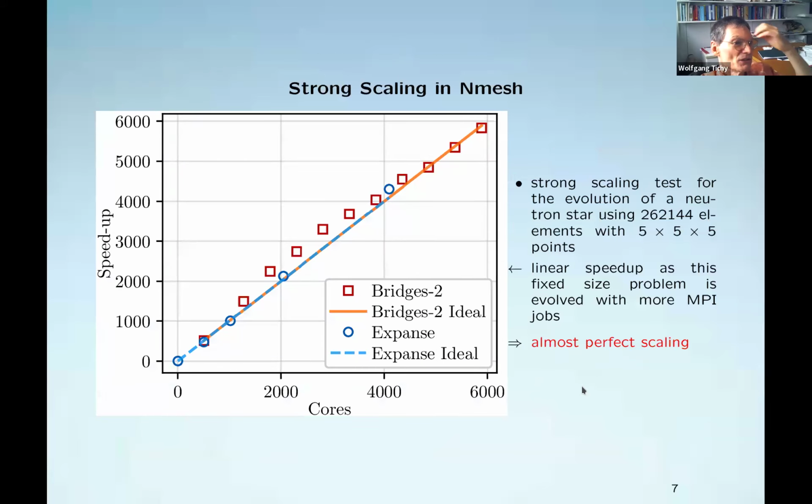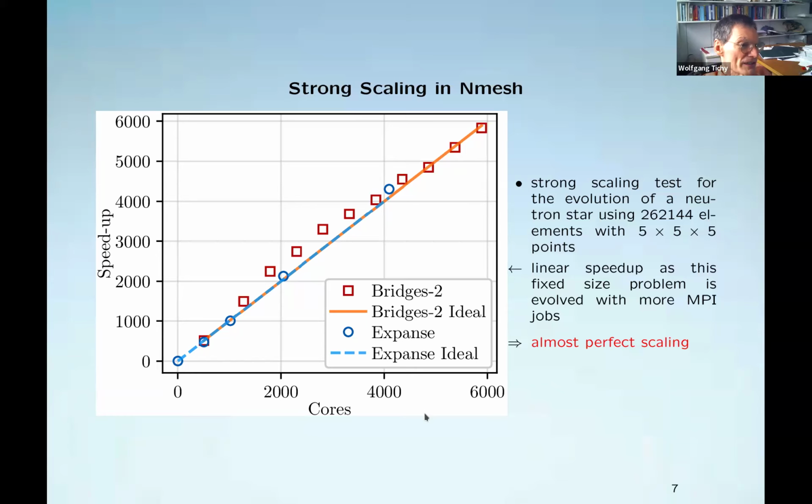Okay, and so then the whole thing actually works relatively well, at least in this test case I'm showing here. This is for the evolution of a single neutron star, where we have divided our mesh into about 250,000 elements, and each element then uses 5 by 5 points. And what's shown here is essentially the speed up for a certain number of cores. So the straight lines here are the ideal speed up. If you increase the number of cores, it gets faster in a linear fashion.